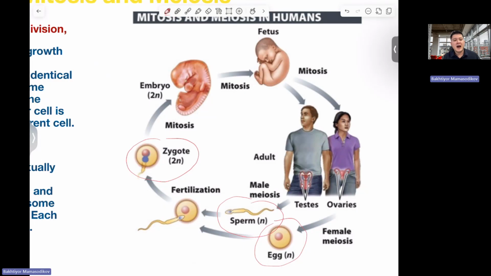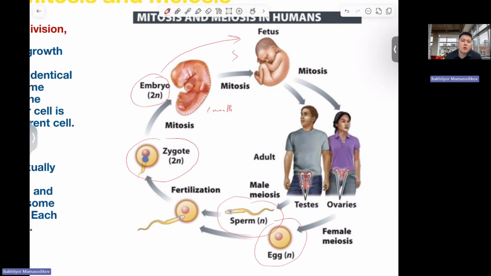That zygote then divides by mitosis to make the embryo. So this is the embryo. We made that embryo by the division of the zygote by mitosis. Then the embryo, through division by mitosis, makes the fetus. We call it an embryo until one month of pregnancy. After one month, we call it a fetus. And then it's going to be an adult.